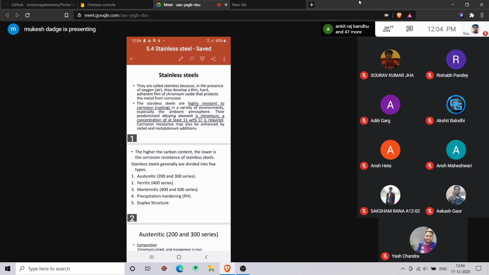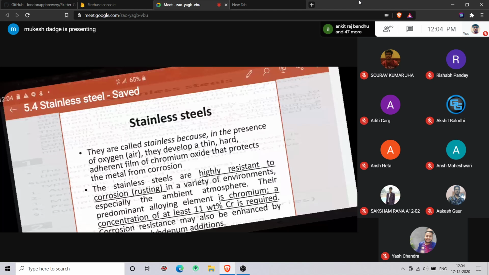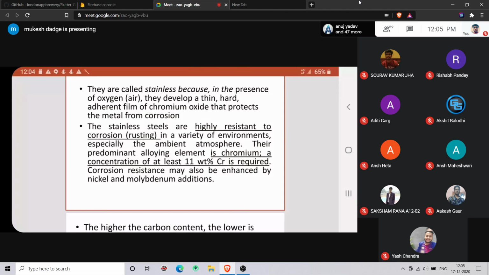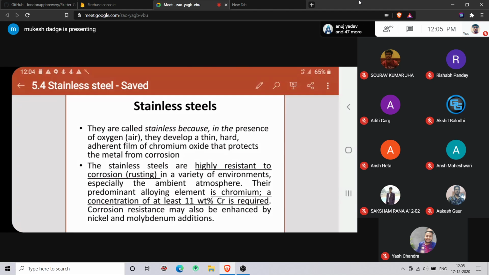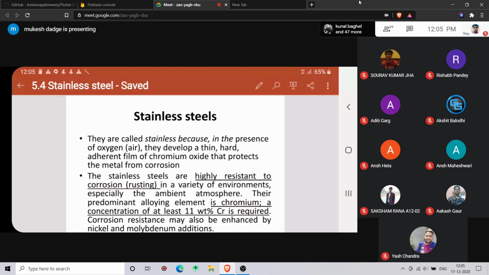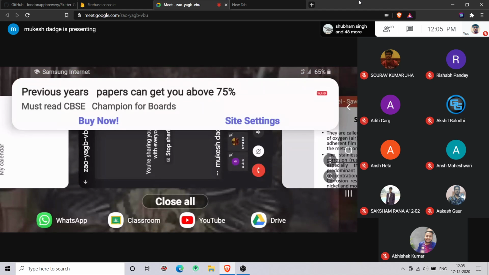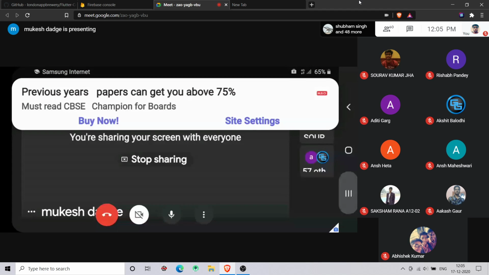Okay. So in last class we have seen why it is called stainless, right? It is rustless, or it is having corrosion resistance, right? So due to this oxide formation.